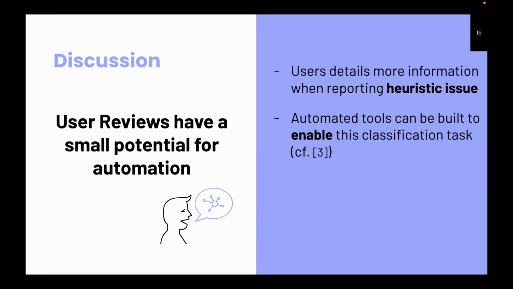User reviews have, even if small, a certain potential for automation. For this, we can consider the statement length, as users frequently detail more information when reporting, although not knowing a risky issue. Also, automated tools can be built to enable this classification task.